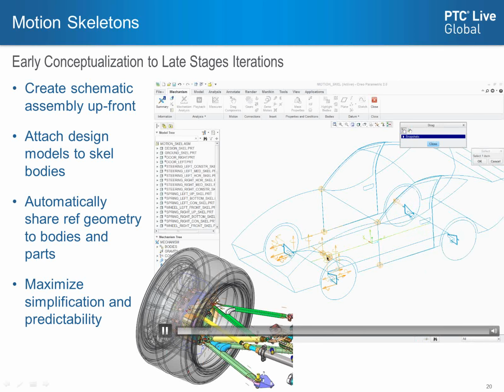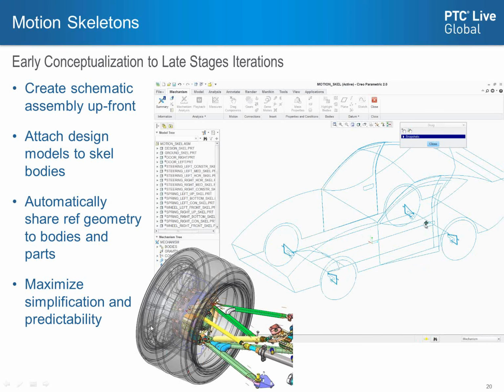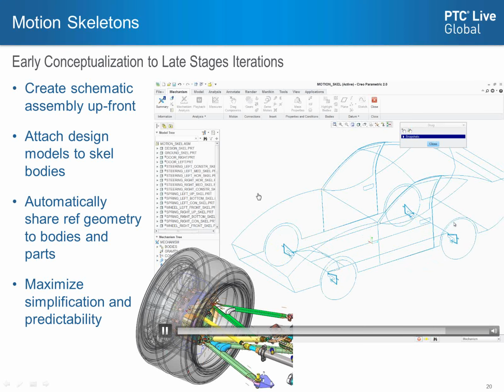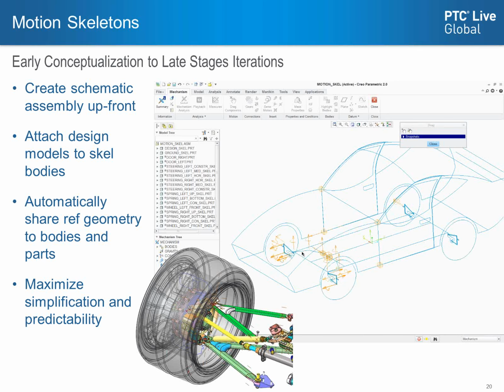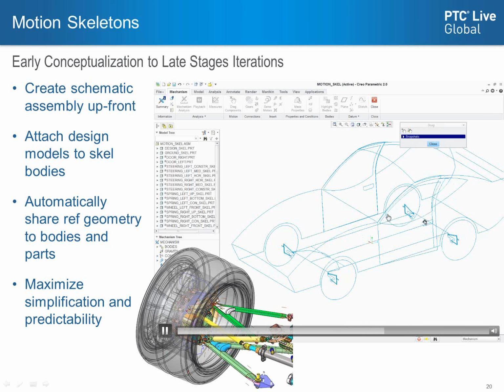Another advantage is that if all the kinematic connections are defined in the motion skeleton level, you can basically exclude easily every part, every real detailed part, and still maintain the motions without needing to have all the real geometries in session. So it also helps to get the maximized performance if your assembly is built around motion skeleton.